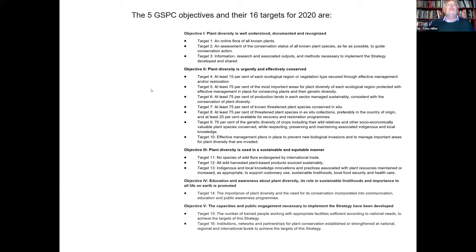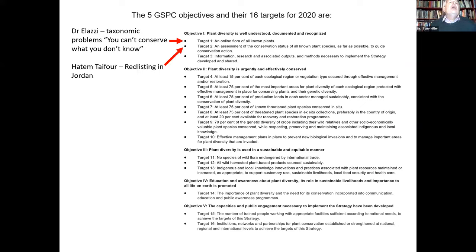I don't expect you to look at all of this, but we're going to be covering some of these later on in the webinar. So Dr. Alazi is talking about taxonomic problems, which is target 1, because of course you can't conserve what you don't know. Hatem Tayfur is looking at red listing in Jordan, and I should mention that actually quite good progress has been made in red listing in the Arabian Peninsula. We now have a provisional red list of all the endemics in the peninsula.